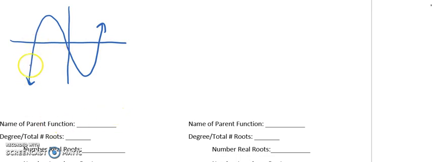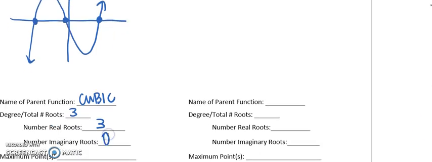Name of the parent function. So we go 1. We change directions. 2, we change directions. 3. So the degree must be 3, which means this must be a cubic. We do have 1, 2, 3 x-intercepts, so we must have 3 real roots and no imaginary roots.